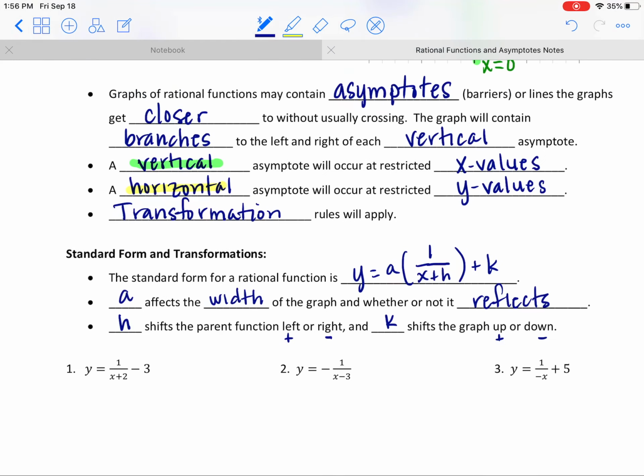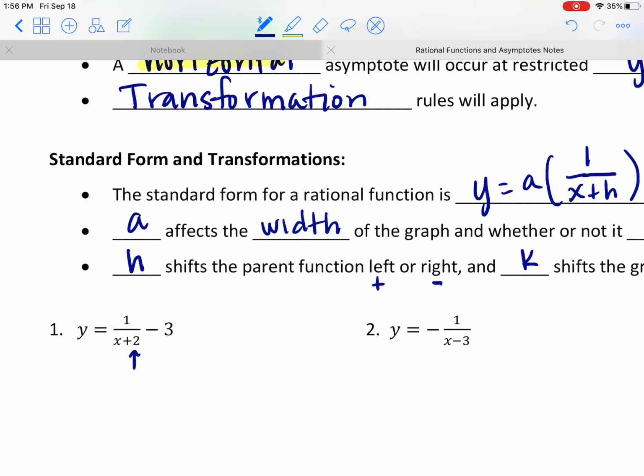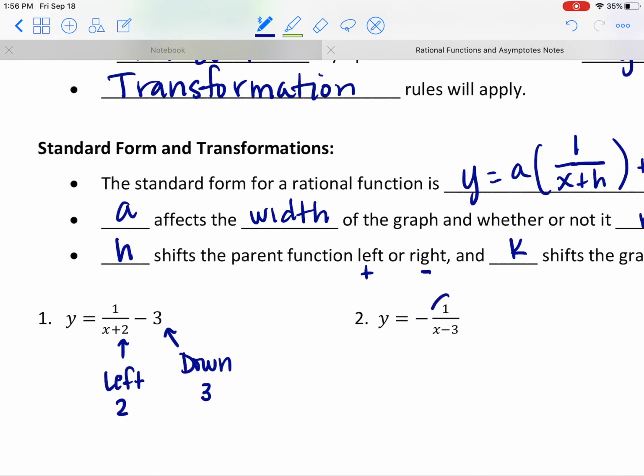Okay, so just looking at number 1 here, I can see my parent function, right? There it is. So I know this graph is going to resemble that parent function, but because there's a plus 2 and a minus 3 here, this plus 2 and this minus 3 are going to move this entire graph. The plus 2 is going to shift this or translate this graph to the left 2 units, and then that minus 3 is going to translate this graph down 3 units. Okay?